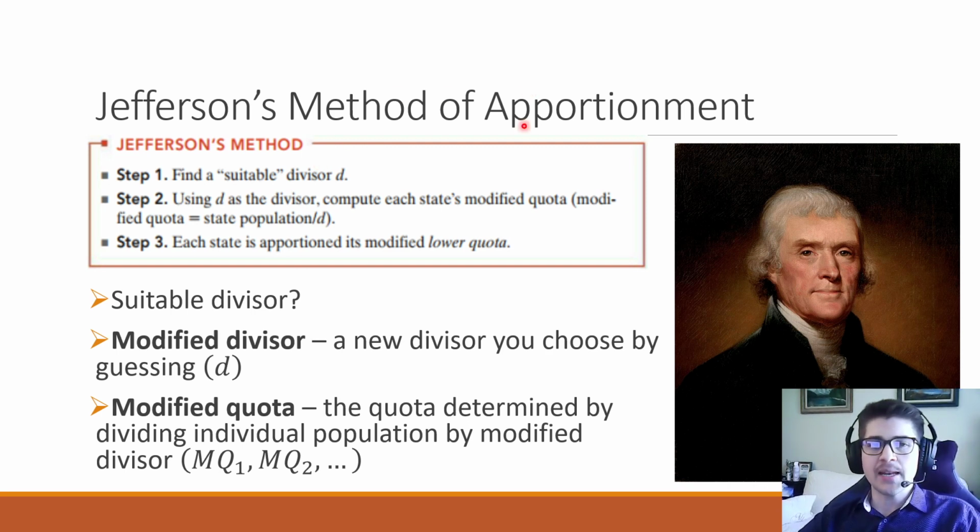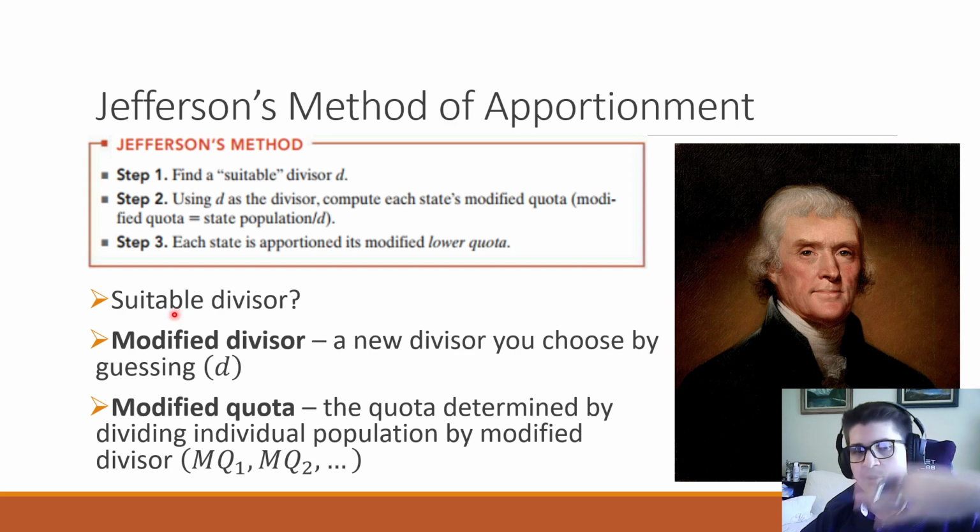But the ultimate takeaway from Jefferson's method is he was still using the lower quota, same as Hamilton, but instead of distributing surplus seats, he worked on it by using a modified divisor. I'm going to introduce the term modified divisor, which is just a term for a different divisor than the standard divisor, and modified quota. Just like we have a standard divisor and a standard quota, if we change it up a little bit, we call them modified divisors.